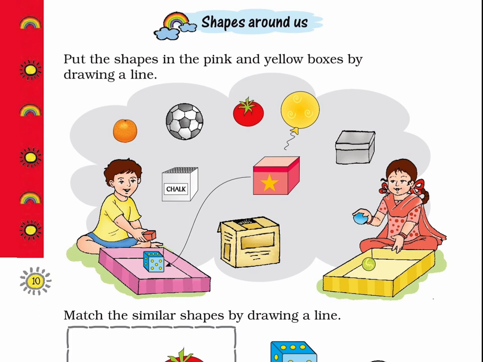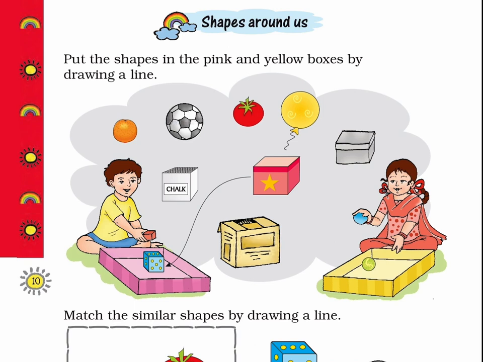in front of her. The boy is holding a cube-shaped object in his hand and a dice is in his pink box. The girl is holding a round-shaped object in her hand and a ball is in her yellow box. Activity 1. Put the shapes in the pink and yellow boxes by drawing a line.